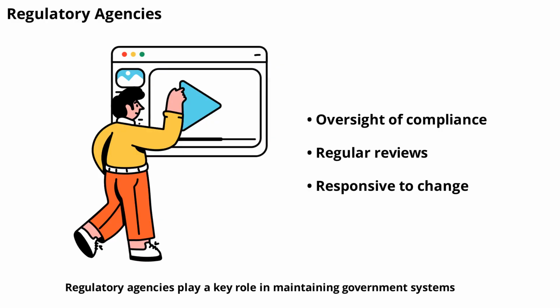Regulatory agencies play a key role in maintaining government systems. They oversee compliance with laws in areas like finance, environment, and public safety. Regular reviews and updates to regulations ensure agencies remain effective and responsive to new challenges.